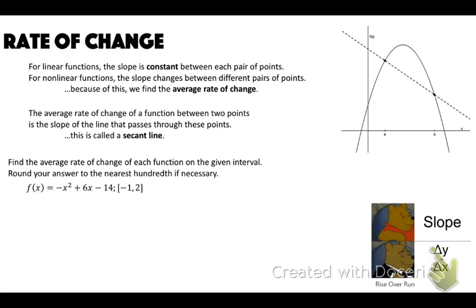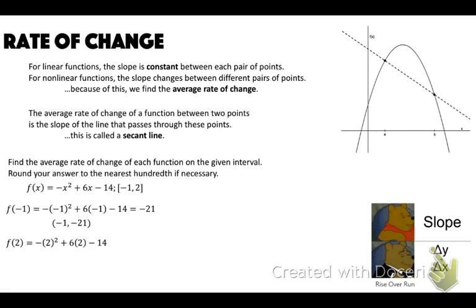Okay, now let's look at this. We're not given a graph here. So we need to figure out, we're given negative x squared plus 6x minus 14 on the interval from negative 1 to 2. So I just need to figure out what are the y values at these points. So at negative 1, if I plug that in, I'm just going to put that whole thing in the calculator, I get negative 21. So that first point will be negative 1, negative 21.